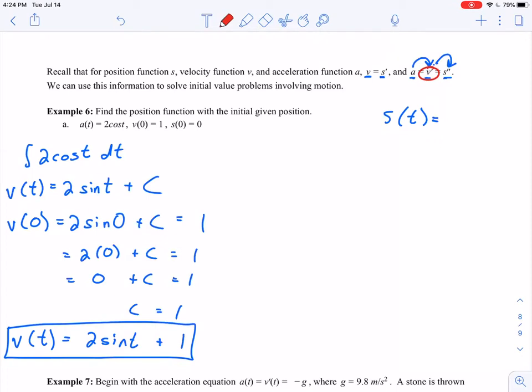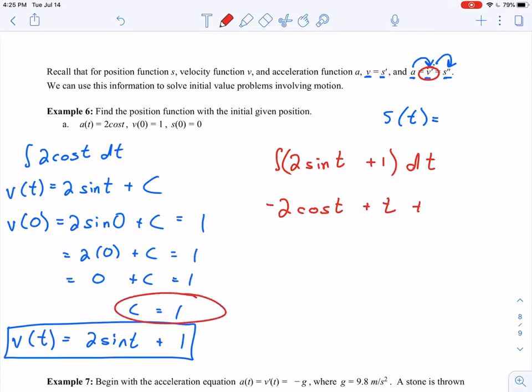So right now I have v of t. I want to take an antiderivative one more time to find s. So I want to integrate the function that I just found, 2 sine of t plus 1, and I'm going to integrate with respect to t. So let's see, this time I should have negative 2 cosine of t plus, remember this is t to the 0, so plus t, plus I'll have a new constant of integration.